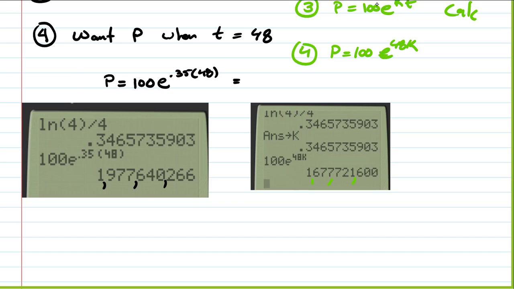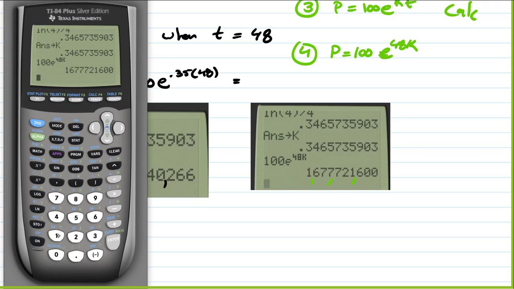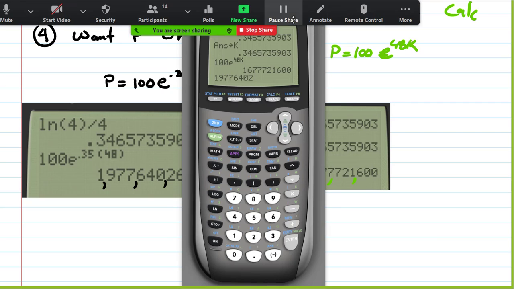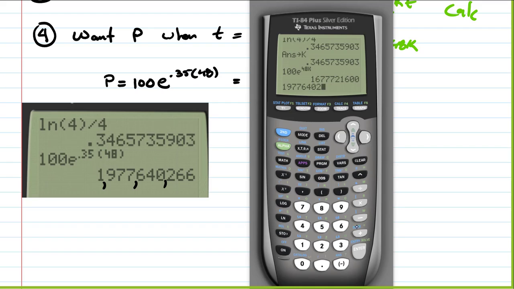So as a percent, that would be 1,977,640,266 divided by our answer, minus 1. We got almost 18% error from the actual answer.